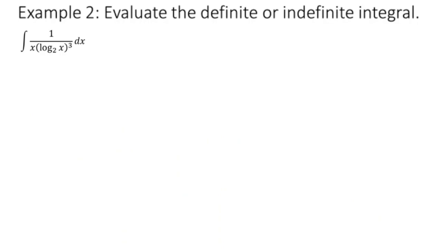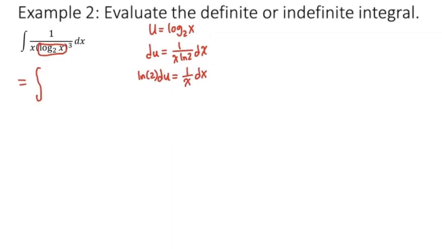Next, we're going to evaluate the definite integral of 1 over x times log base 2 of x to the third power. Looking at our integrand, we can see that the log base 2 of x is being raised to the third power. So let's try making that our u. So we'll make u equal to the log base 2 of x, which makes du 1 over x natural log of 2 dx. Since natural log of 2 is just a constant and we don't see it as part of the integrand, we can multiply that to the other side, and we obtain that natural log of 2 du equals 1 over x dx. Now we'll proceed to substitute.